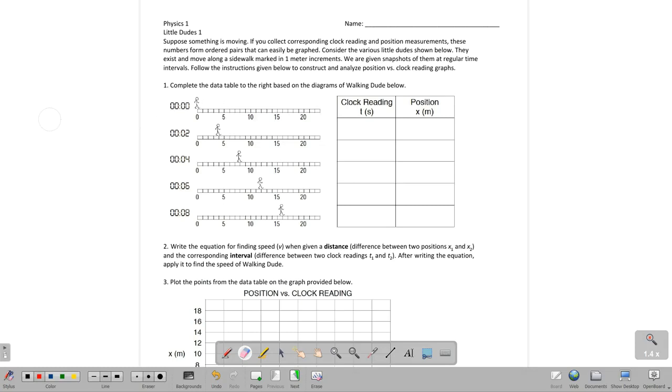Alright guys, this is Mr. Brengle and I will be going over the worksheet Little Dudes number 1. If you've not already read the directions, go ahead and pause the video and do that now.